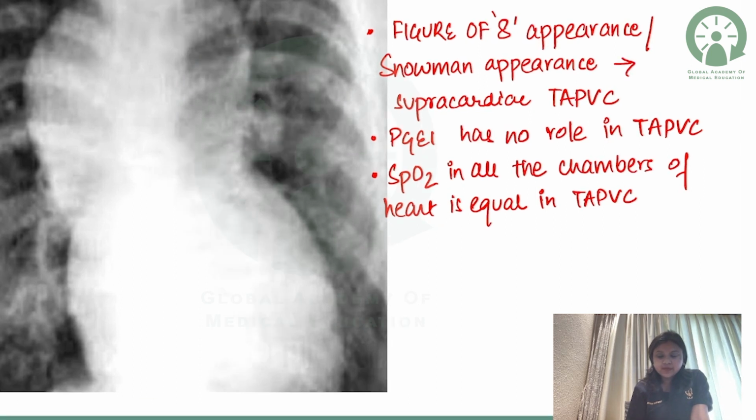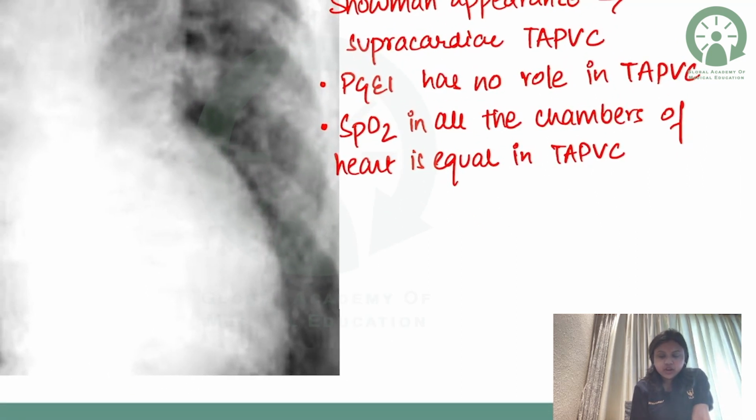Now, what are the different types of TAPVC that we have? Number one is the supracardiac.